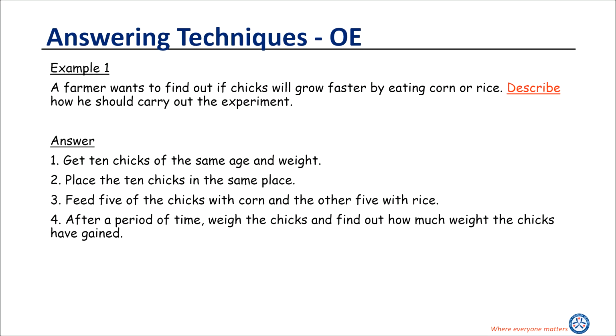Allow me to share with you some examples. This is a describe type of question. A farmer wants to find out if chicks will grow faster by eating corn or rice. Describe how he should carry out the experiment. The answer will be to write down the steps for the experiment as shown in the slides. No explanation is required in this answer.